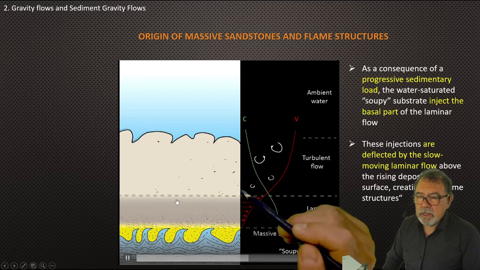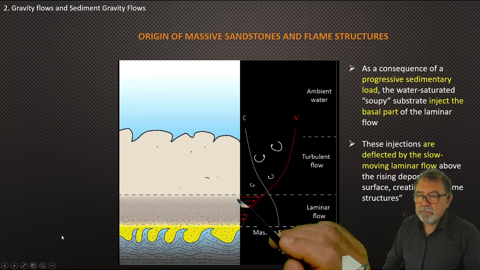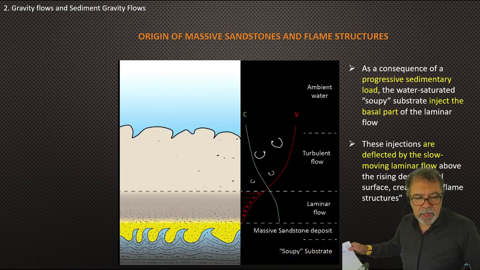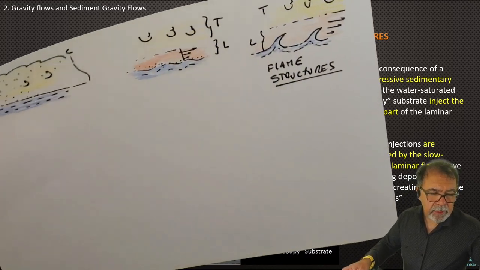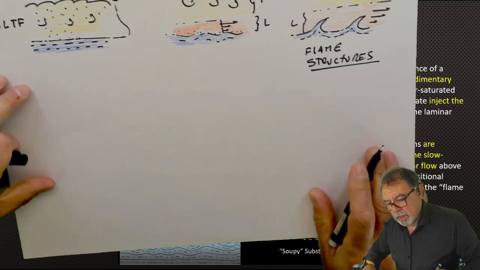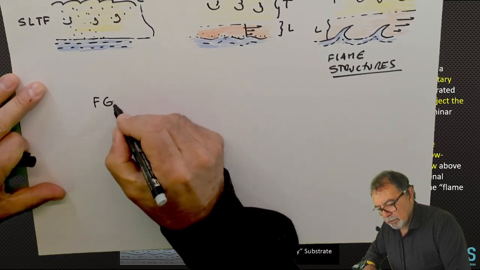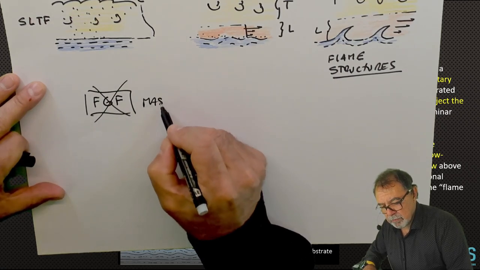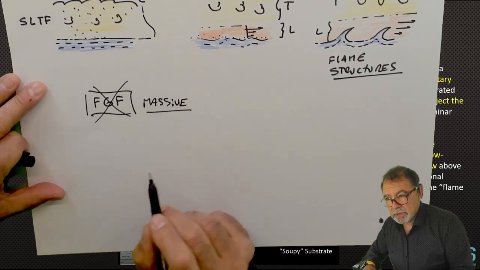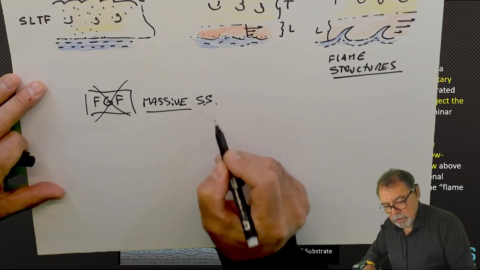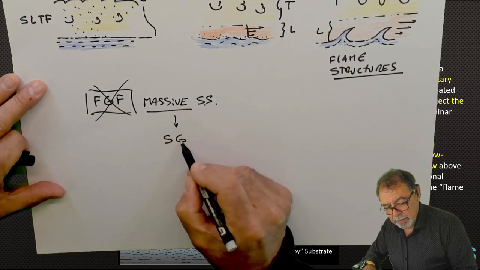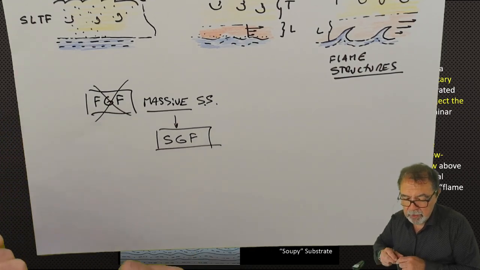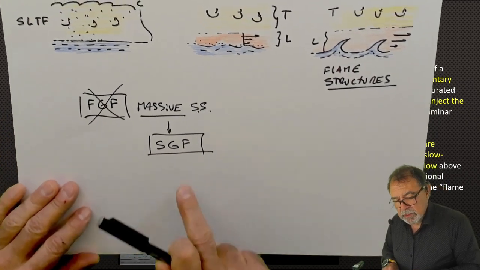So, finally, we can understand how massive sandstone forms. It's not possible to create massive sandstone with a fluid gravity flow. With fluid gravity flow, you cannot have massive sandstone. If you have massive sandstones, it means you are dealing with sediment gravity flows. It's not possible to accumulate massive sandstone by fluid gravity flows. You need sediment in suspension.